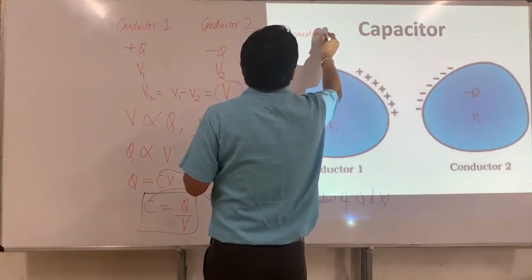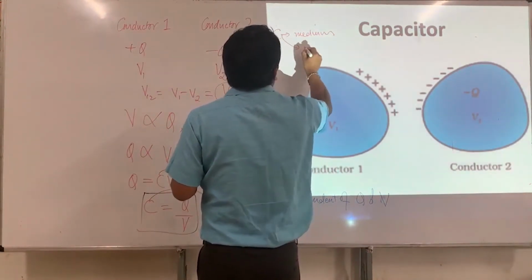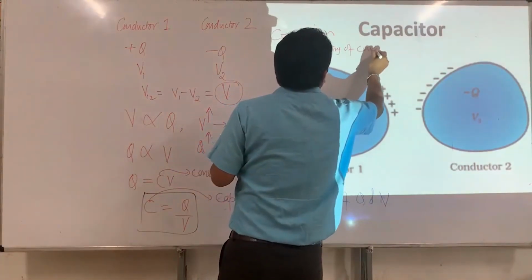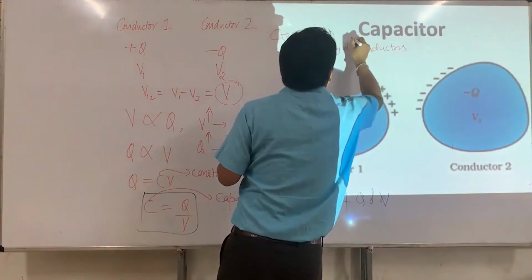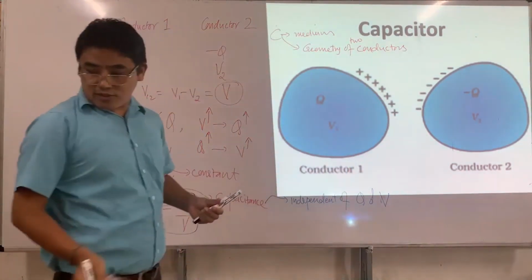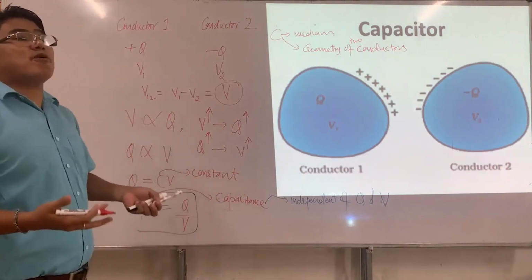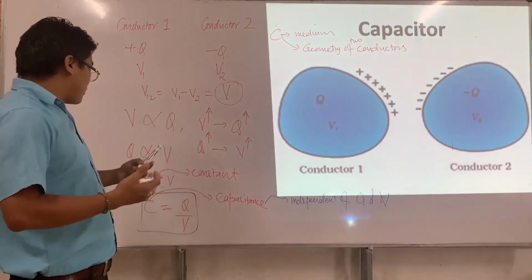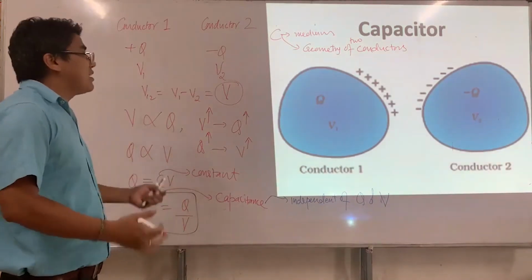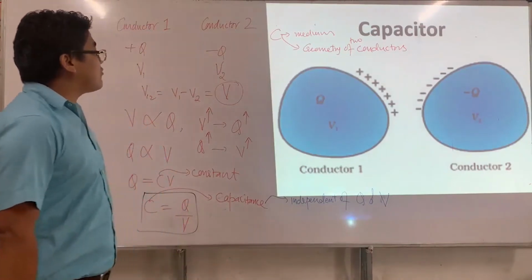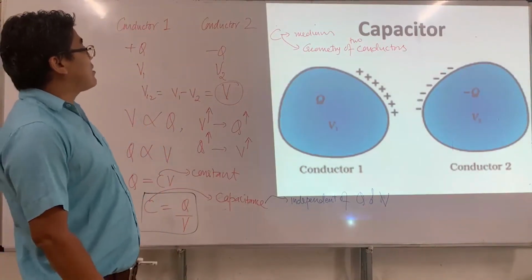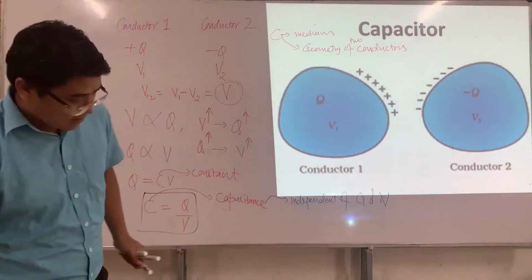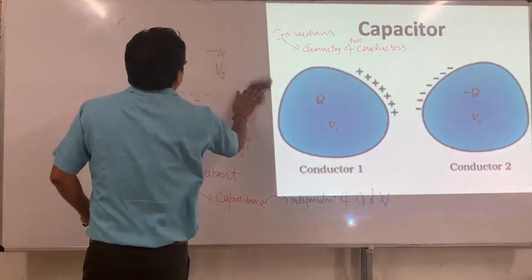mediums, dielectric mediums, and C is also defined by the geometry of two conductors. That means C is a constant of proportionality. A constant of proportionality does not depend on the two quantities, right? So C is a constant which we call capacitance, and which depends only on the nature of the mediums and the geometry of the two conductors. Alright, so this is what we call capacitance.